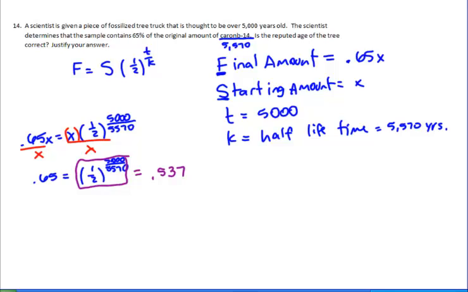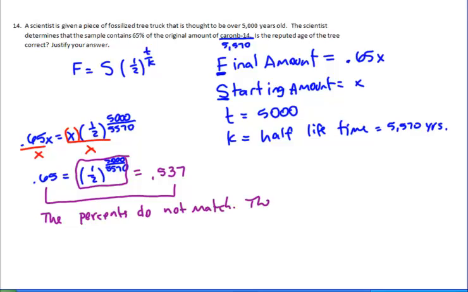So to justify my answer, these two numbers would need to be the same. The percents do not match. So the tree must be less than 5,000 years old.